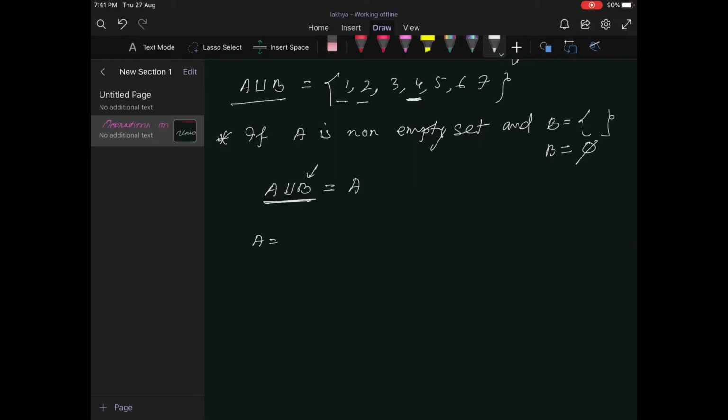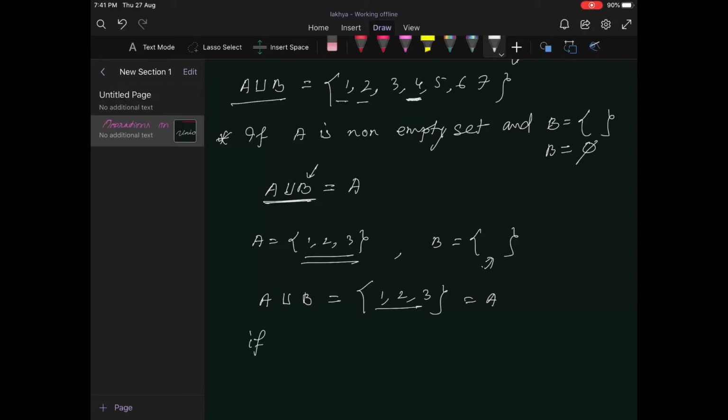So let me explain. A contains, suppose, 1, 2, 3. As B is a null set, there should be no element. Then if you find the union of these two sets, you can take the elements of A only, 1, 2, 3. As there is no element in B, this is equal to set A.